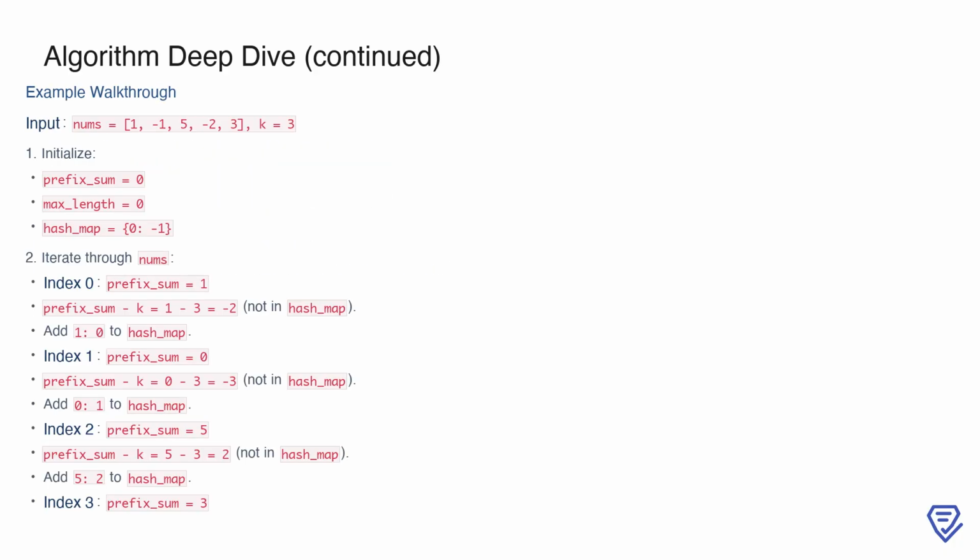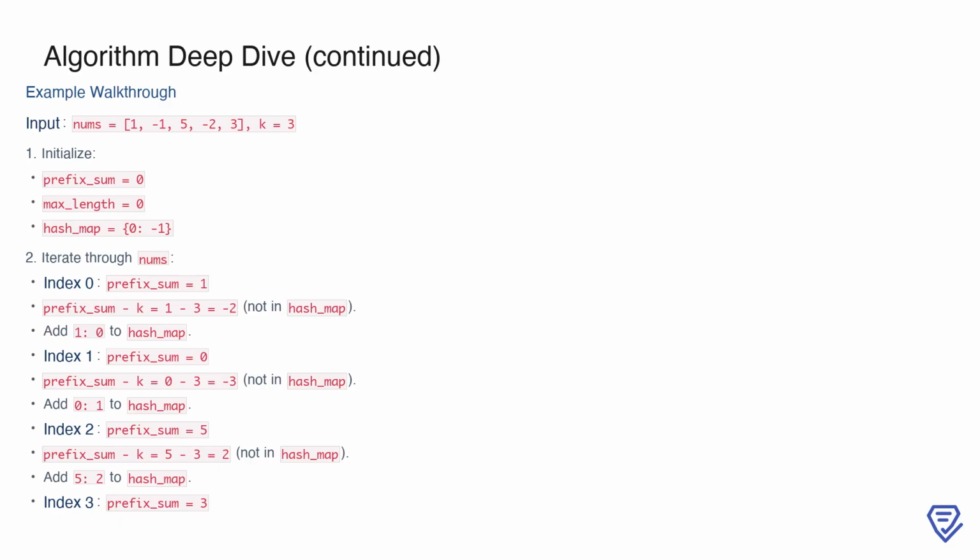Let's walk through an example with nums equals 1, -1, 5, -2, 3, and k equals 3. First, initialize prefix_sum to 0, max_length to 0, and the hash map to 0, -1. Start iterating through nums. At index 0, the prefix sum becomes 1. Since prefix_sum - k equals -2, which is not in the hash map, add 1, 0 to the hash map.